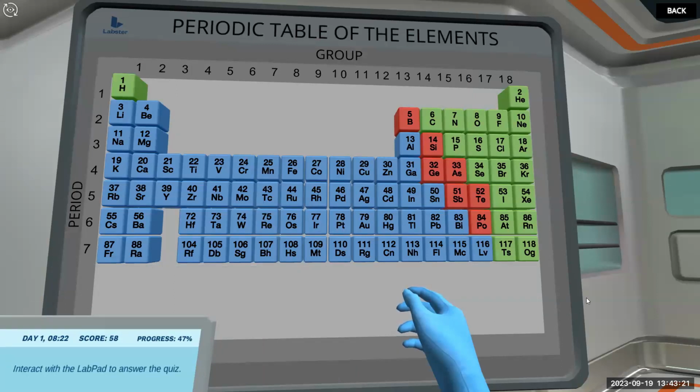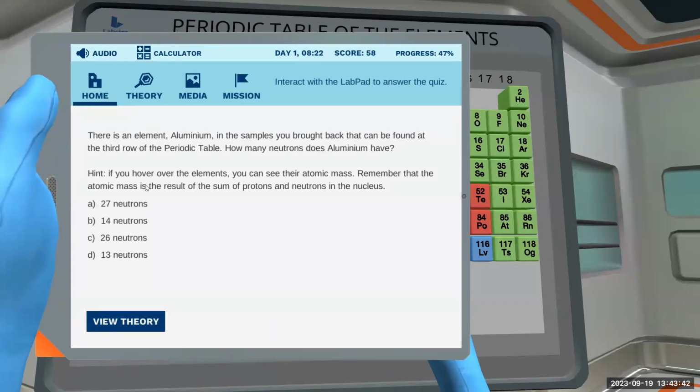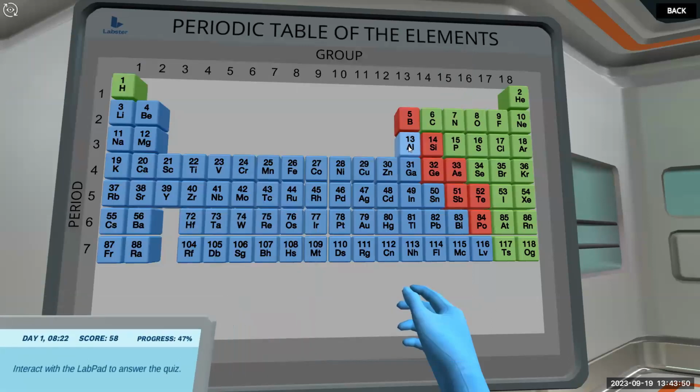Aluminium. Sure, let's say like that. Let's find aluminium. Here, 13. So we see that the atomic number is 13, so it must have 13 protons, and the mass is 26.98. Just as it said in the hint, remember that the atomic mass is the result of the sum of protons and neutrons. So we have 13 plus a variable equaling about 27.